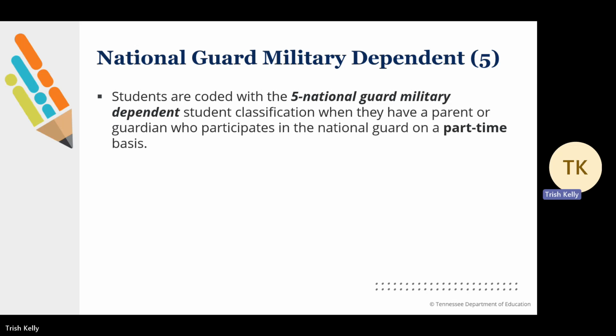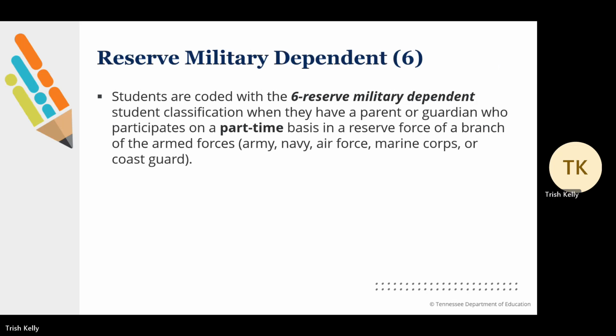By contrast, students are coded with the 5 National Guard military dependent student classification when they have a parent or guardian who participates in the National Guard on a part-time basis. Similarly, students are coded with a 6 Reserve military dependent student classification when they have a parent or guardian who participates in the Reserves on a part-time basis, where Reserves include those of any branch of the Armed Forces, including Army, Navy, Air Force, Marine Corps, or Coast Guard.